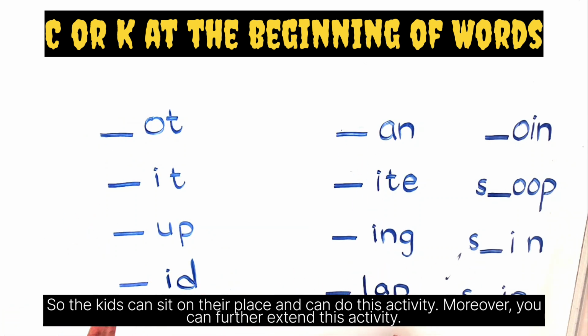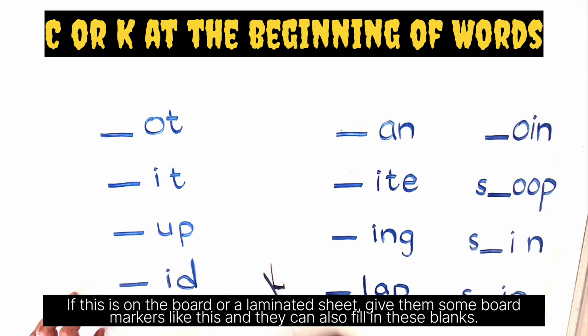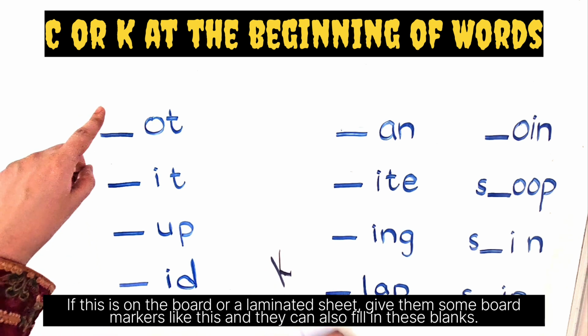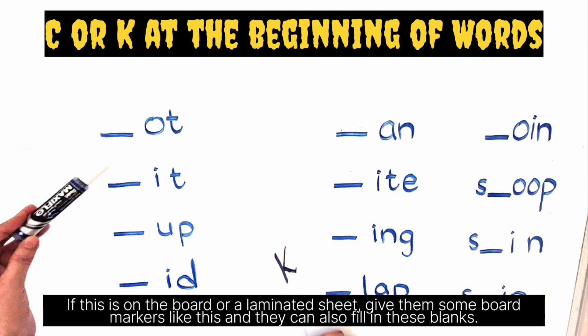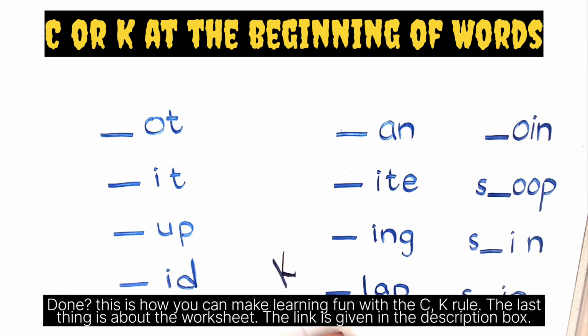Moreover, you can further extend this activity. If this is on the board or a laminated sheet, give them some board markers like this, and they can also fill in these blanks. Done. This is how you can make learning fun with the CK rule.